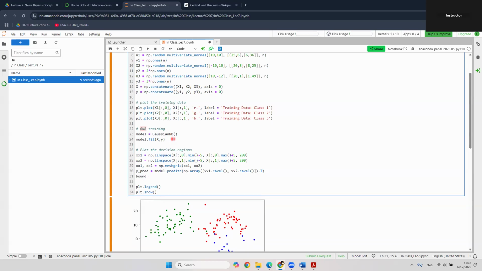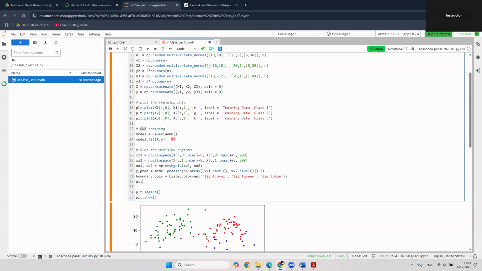And then I have a boundary color equal to ListedColormap, and my colors are light coral, light blue, light green, and light blue.